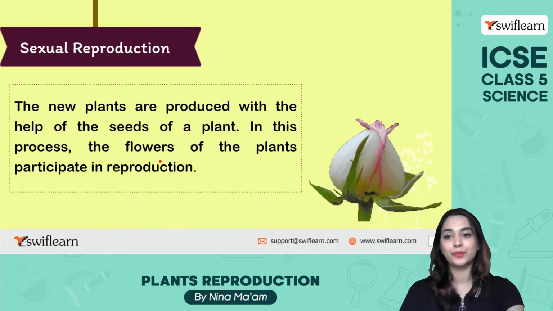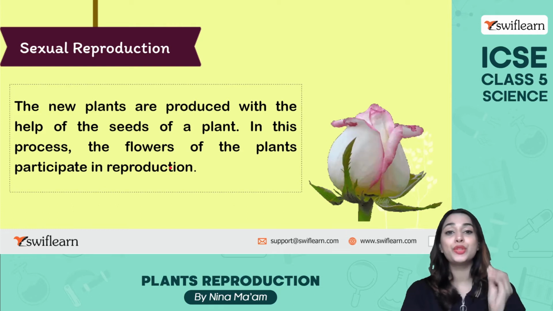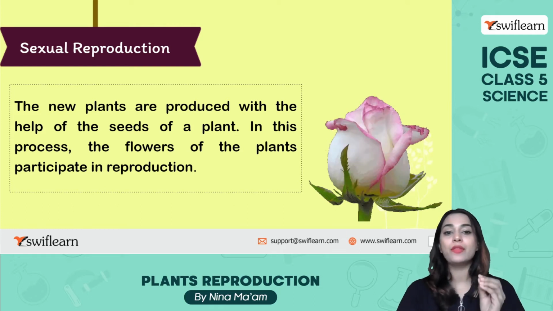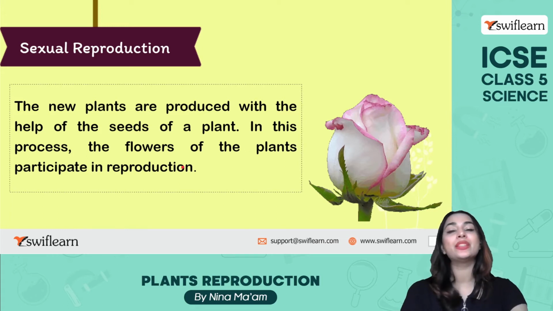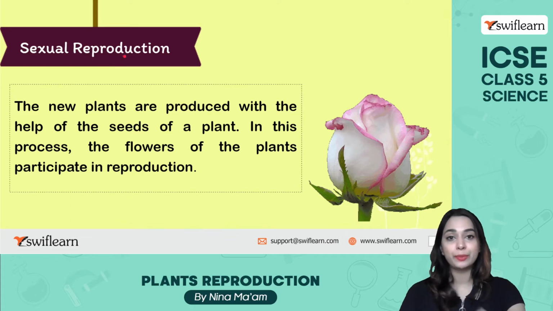When it comes to sexual reproduction, the new plants are produced with the help of the seed. In this process, the flowers of the plant participate in the reproduction. So always remember, when it comes to sexual reproduction, the seed is present and it helps the process.